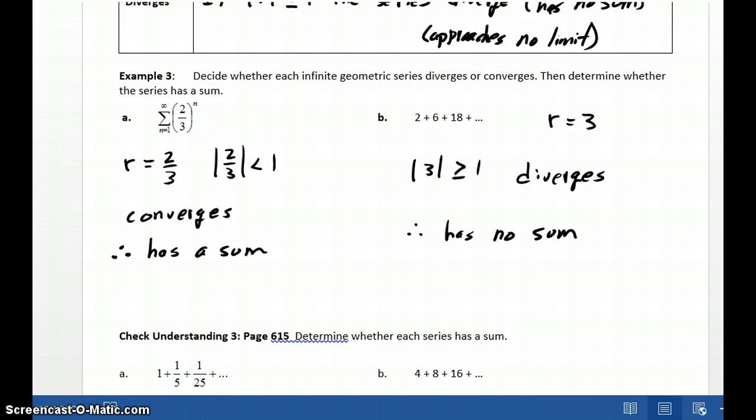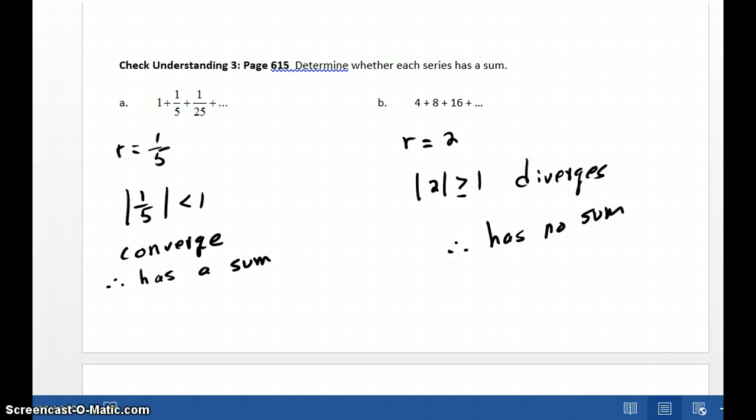Go ahead and look at check understanding 3. Determine if each of these series has a sum and name the common ratio to make that determination. All right. Check understanding A. The common ratio R is 1/5, which is less than 1. The absolute value of that R value is less than 1, so it converges. If I added those numbers forever, I would get to a sum. I would approach a limit.